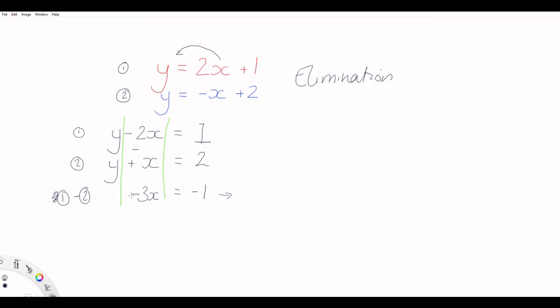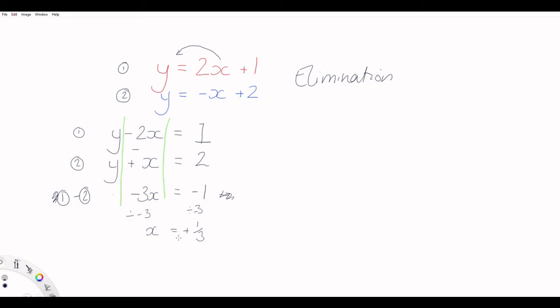So there we can get rid of our minus 3 on the front by dividing by minus 3. What we do to the left, we do to the right. That leaves us with an x on its own on the left, and on the right we'll have minus 1 divided by minus 3, so that leaves us with positive 1 over 3. So we've solved for x: x equals 1 over 3. But we're still left with not knowing what y is.